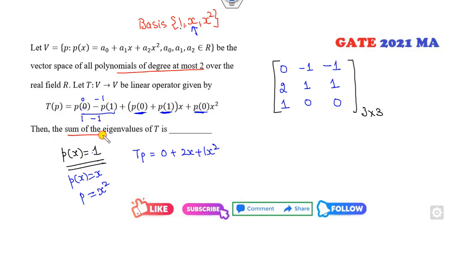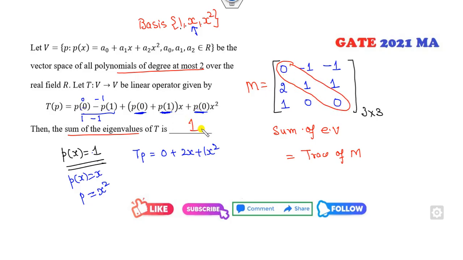Now what is the sum of the eigenvalues? We all know sum of the eigenvalues is the trace of the matrix. Fine. If I call this my matrix, so what is that trace? Trace is 1. So sum of the eigenvalues is nothing but the trace. So trace is 0 plus 1 plus 0. That is 1, the right answer.